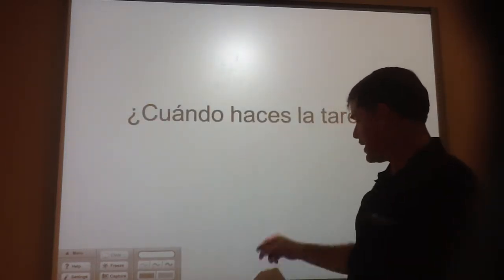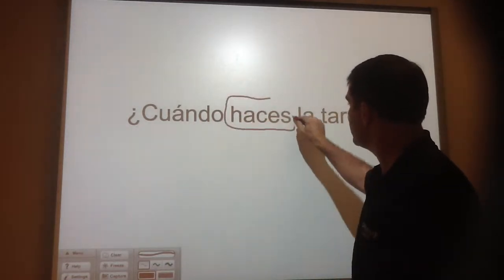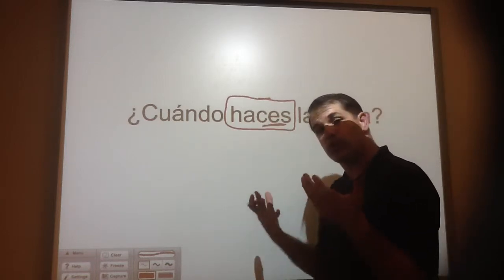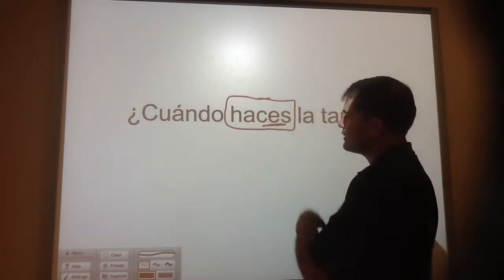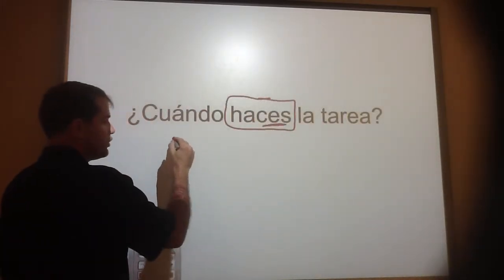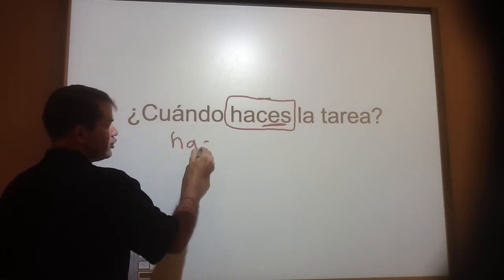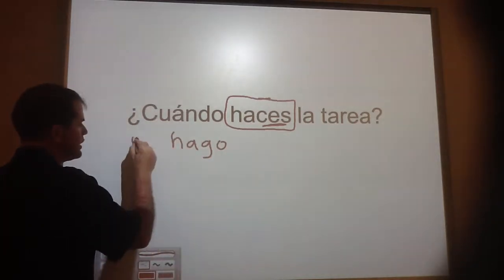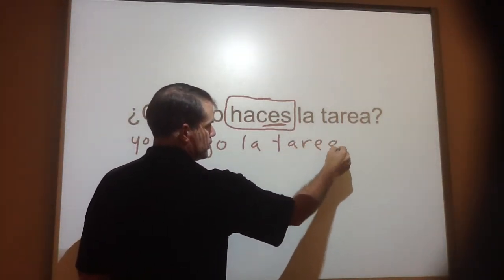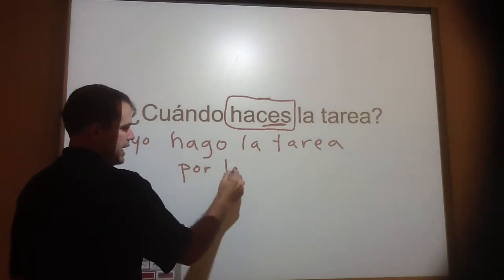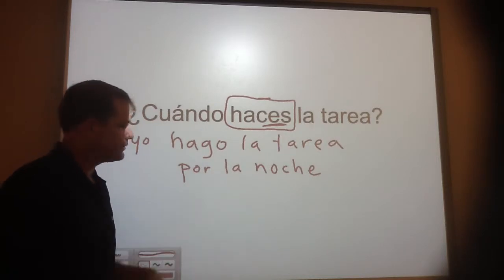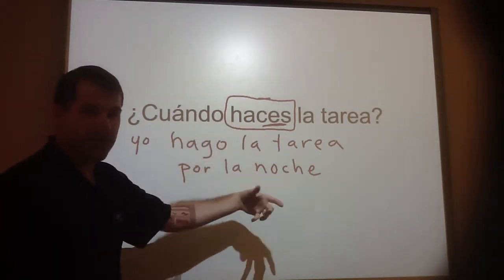¿Cuándo haces la tarea? Once again, we have a verb that is irregular in the yo form, but regular in every other form. So haces looks normal, looks regular. The tú form adds an es. ¿Cuándo haces la tarea? Again, I answer with an irregular yo form. Yo hago. It puts a G in there again. Yo hago la tarea por la noche. I do homework at night. Yo hago la tarea por la noche, at night.